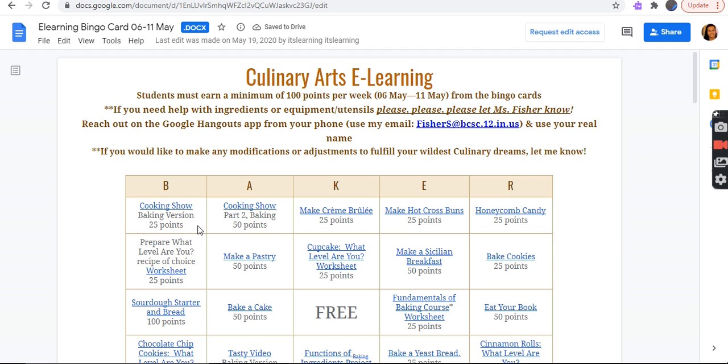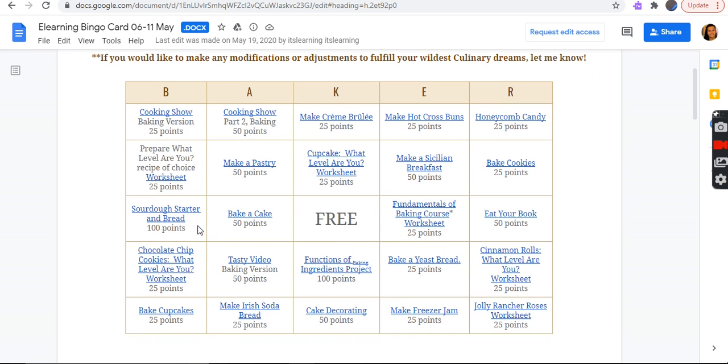Students must earn a minimum of 100 points per week. May 6th through May 11th for bingo cards. If you need help with ingredients or equipment, utensils, please let Miss Fisher know. Reach out on the Google Hangouts app from your phone. Use my email and use your real name, obviously. If you would like to make any modifications or adjustments to fulfill your wildest culinary dreams, let me know.